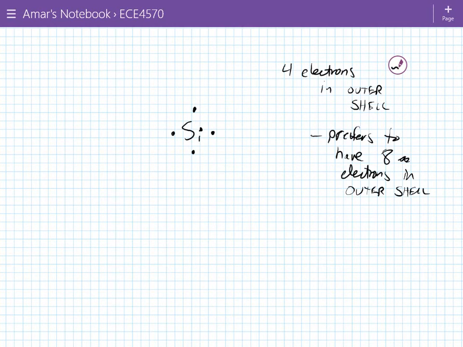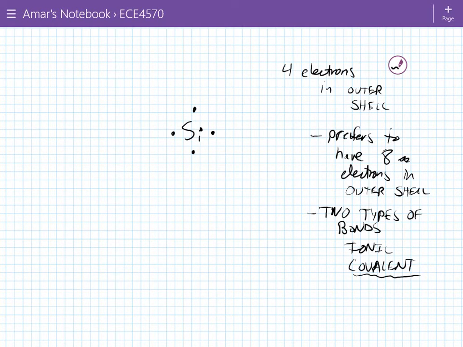So these dot diagrams are used to show the chemical reactivity of atoms. What types of bonds can it form? Covalent is one of them. Ionic. Right? Those are the two most common types of bonds. Ionic, and then we have covalent also. We're going to be focusing on covalent bonds, because semiconductors form covalent bonds.